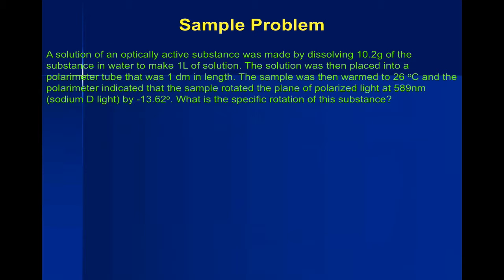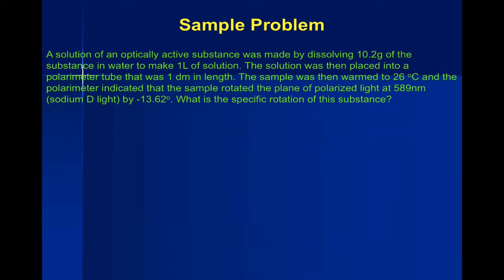Okay, so let's do a sample problem. Everybody get together and work on the math here. So we have a solution of an optically active substance that was made by dissolving 10.2 grams of the substance in water to make 1 liter of solution. The solution was then placed into a polarimeter tube that was 1 decimeter in length. The sample was then warmed to 26 degrees Celsius, and the polarimeter indicated that the sample rotated the plane of polarized light at 589 nanometers by negative 13.62 degrees. What is the specific rotation of this substance?